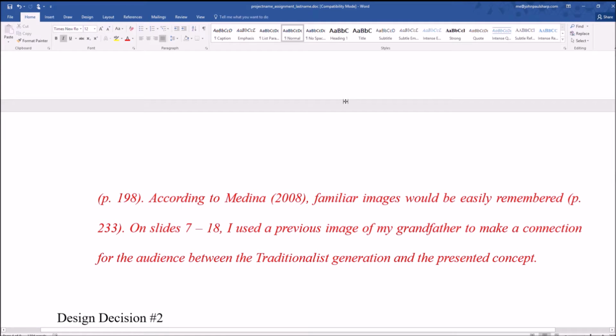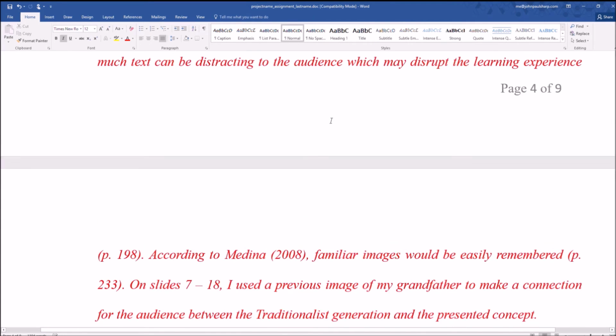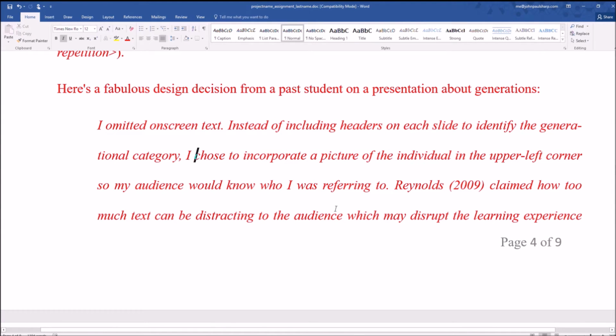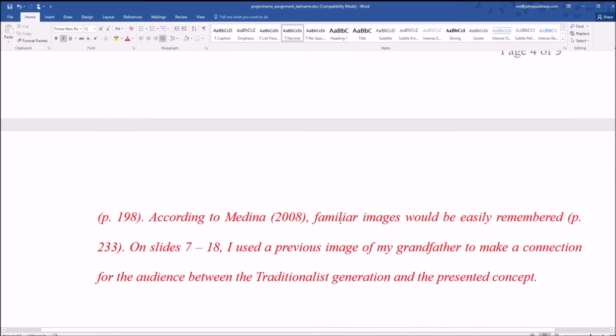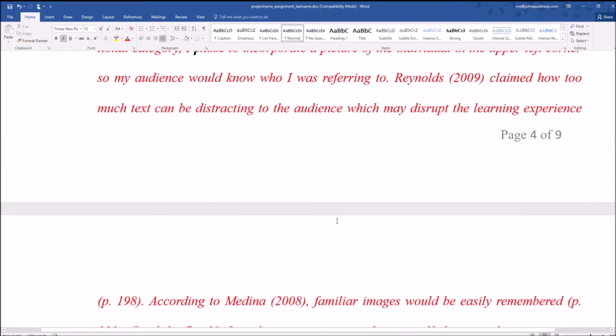Then finally, the fourth component is where we can get a specific example of that design decision in action in that person's project. On slides 7 through 18, I used a picture of my grandfather to make a connection for the audience between the traditionalist generation and the presented concept. Okay, so it's very straightforward. It's not very large. It's maybe 4 to 5 sentences max, okay?